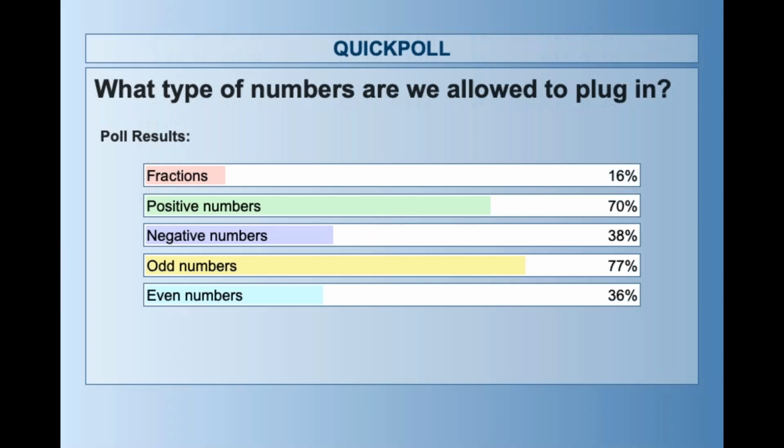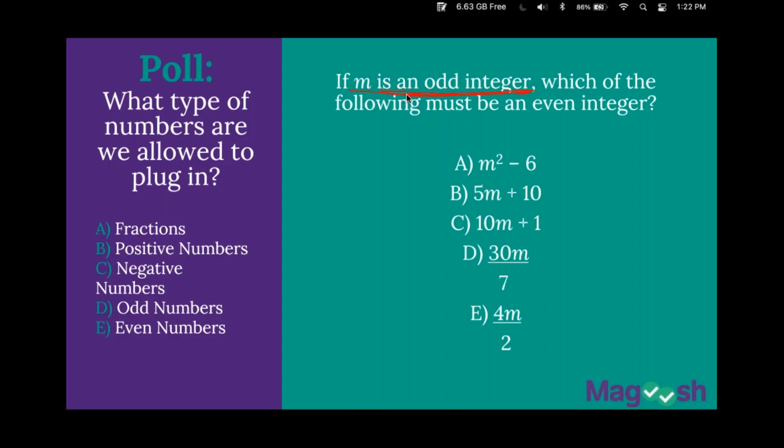Huge spread here. That's good. Let's talk about everything. So, good answers here. Positive numbers look good. Negative numbers look good. Odd numbers look good. We run into a little trouble with fractions and even numbers here. So remember right here, it tells us from the start, m is an odd integer. So this is where we need to pay very close attention to the language in the question. If m is an odd integer, then we should not be plugging in fractions or even numbers. Okay.